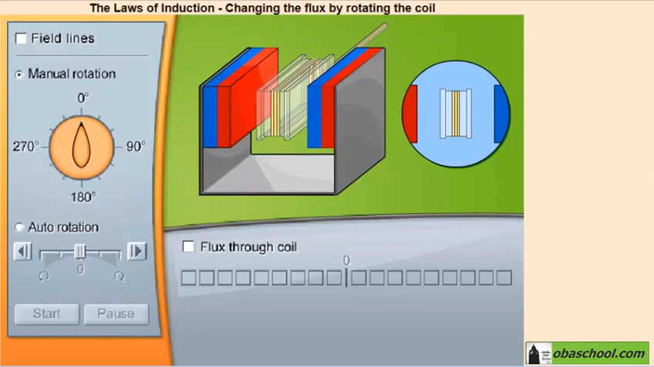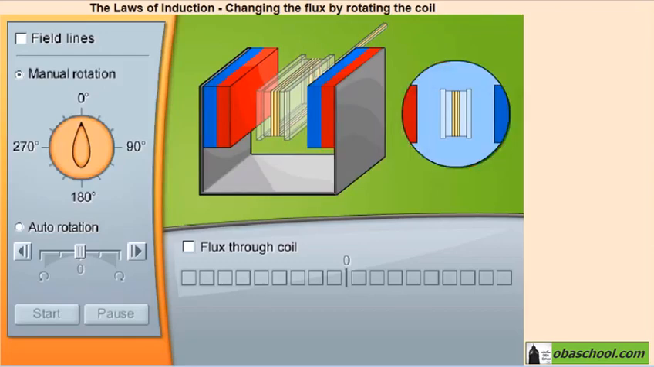Hello, in this simulation we're going to investigate changing the flux by rotating the coil. Here you can see a coil with a large area and few turns of wire. This time the coil can be rotated in the magnetic field between two block magnets. The small diagram on the far right shows a two-dimensional side view of the coil.